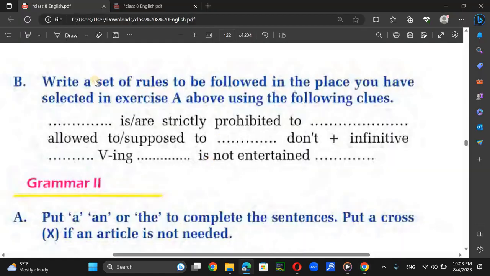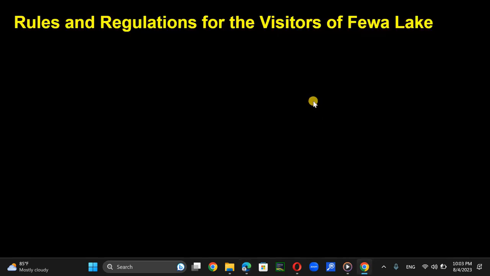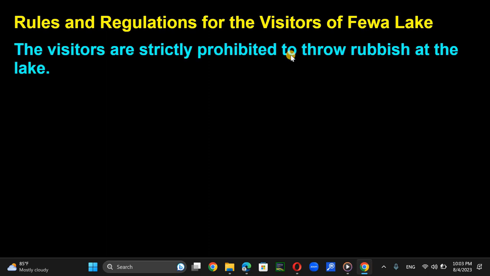Okay, dear students, now write a set of rules to be followed in the place you have selected in exercise A above using the following clues. So you can write a set of rules and regulations. I will show you the model. Okay, you can see rules and regulations for the visitors of Phewa Lake.